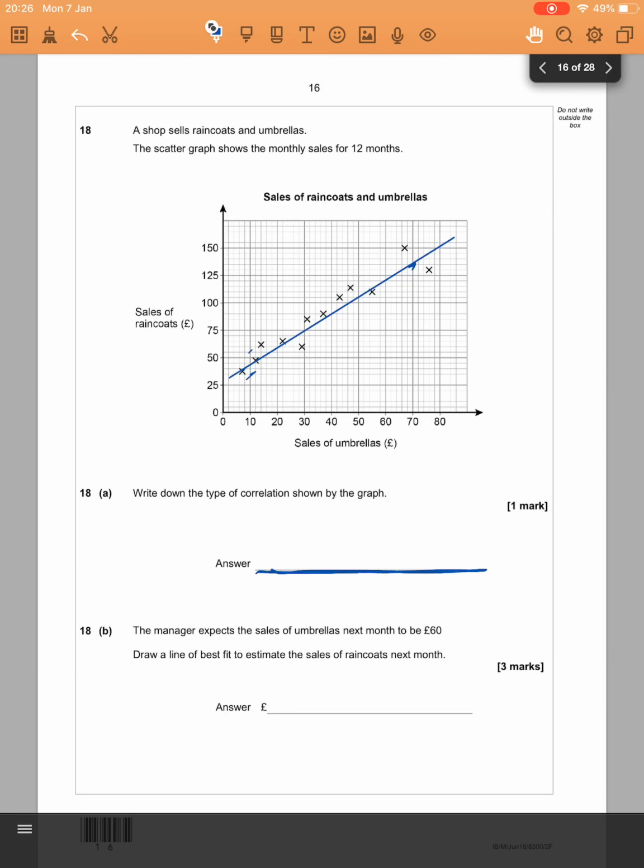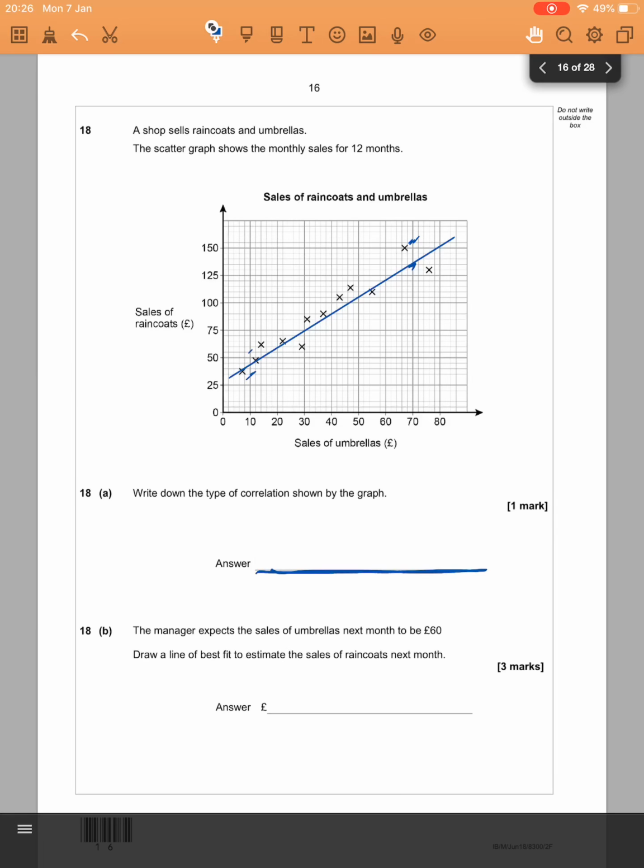70, 155. So 70, 155, which is there. Provided my line passes between them, which it does just, I'll get the marks for it. Okay. I've got to use that line of best fit.